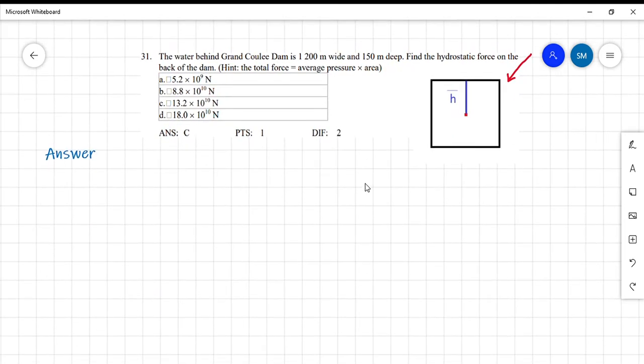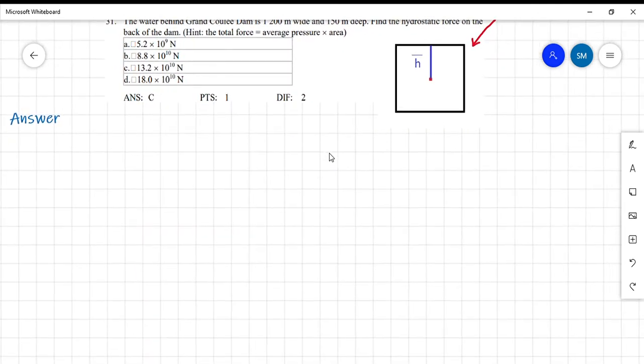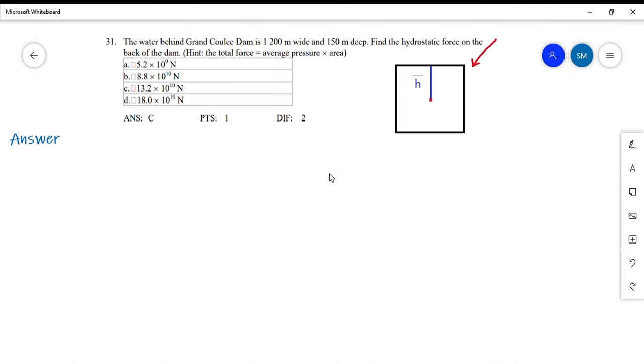Yes, this question, question number 31. He wants us to calculate the hydrostatic force. When we want to calculate any force, we have to know the pressure and the area. When we want to calculate the hydrostatic force, we will use half of the height when we calculate the pressure. It's not the half of the height, it is the distance between the center of mass to the surface. So let us say the half of the height, okay?